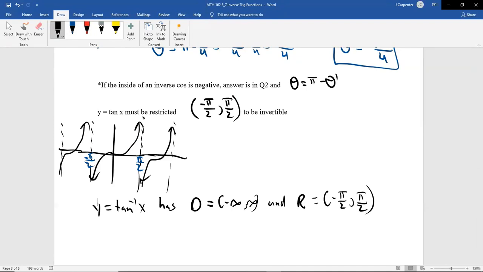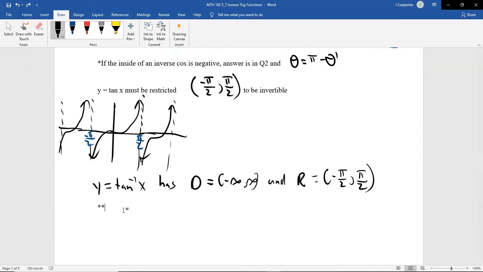Remember, regular trig function's domain becomes the range of the inverse function. Regular function domain becomes the range. Then the regular function's range becomes the domain. I never wrote the regular function's range, but you can see it. It goes up forever, it goes down forever. So this right here was the range of just a regular y equals tan x, not an inverse function. So that was the range of tan, so it's the domain of inverse tan.